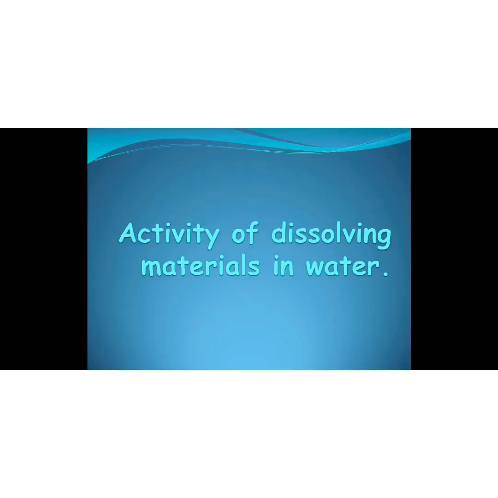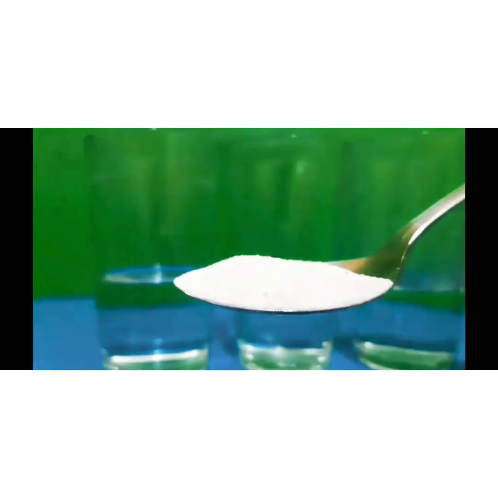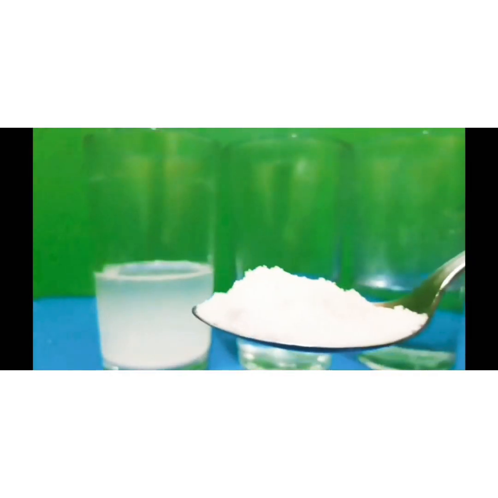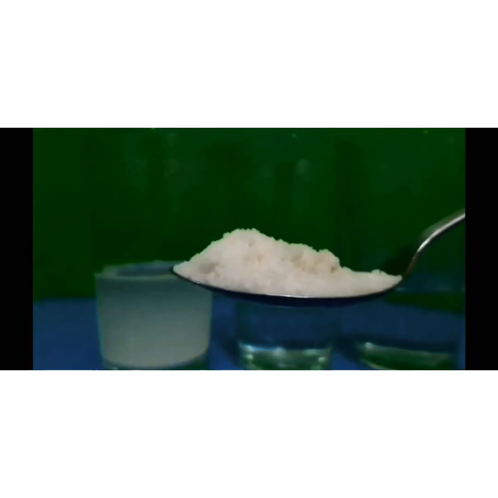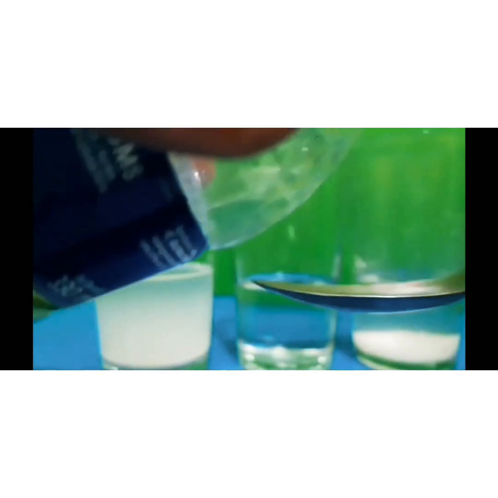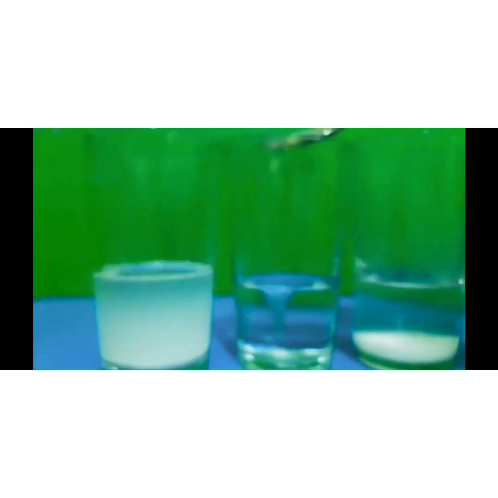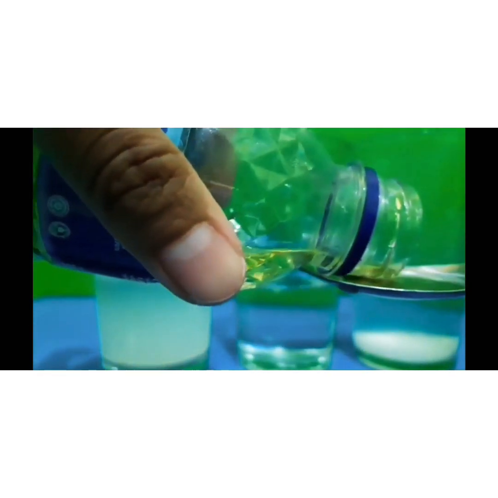Now let's see activity of dissolving materials in water. For this activity, I'll take 3 glasses and fill them with water. Now I'm going to put detergent in the first glass. The first material I am using is detergent. Second material is salt and I am going to put it in water, and the third material I am using is oil. I am putting oil in water to see if it dissolves or not.